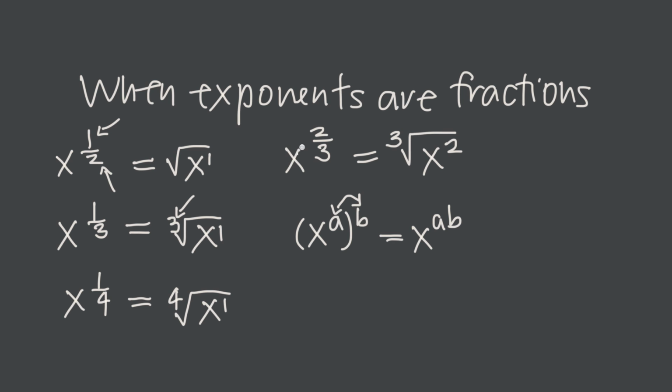So we could rewrite x to the 2/3 as x squared and then raise that whole thing to the 1/3. So these two values are exactly the same because by the power rule, we multiply these two exponents together to simplify this, and we get x to the 2 times 1/3. Well, 2 times 1/3 is 2/3, so we get x to the 2/3.